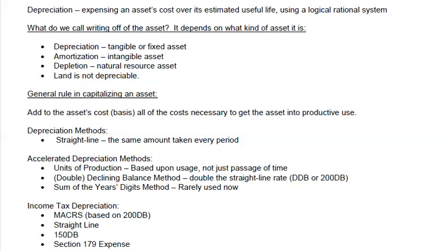And we remember that land itself is not depreciable. You know, the old real estate adage is beneath all is the land, and it's still here, still going to be here. And so land is not depreciable. And don't forget, in the general rule in capitalizing an asset, all the costs necessary to get that asset into productive use are added or capitalized to the cost of that asset to get its cost, or as we accountants say, its basis. Anyway, hope this helps, and we shall see you next time.